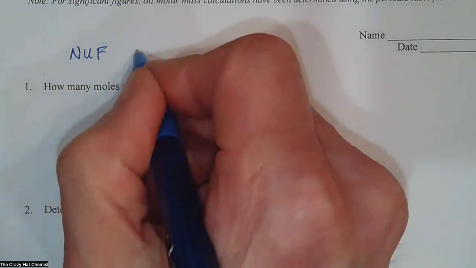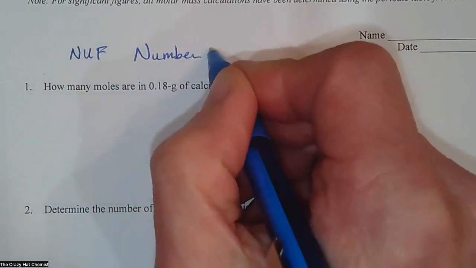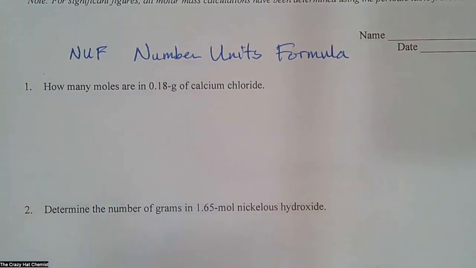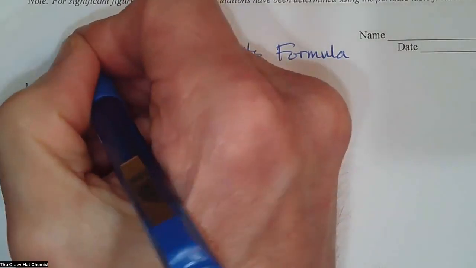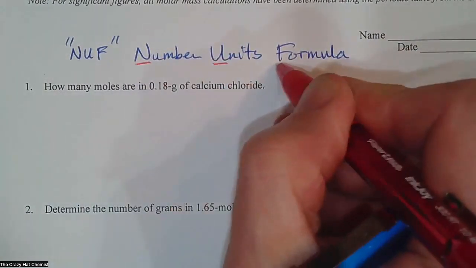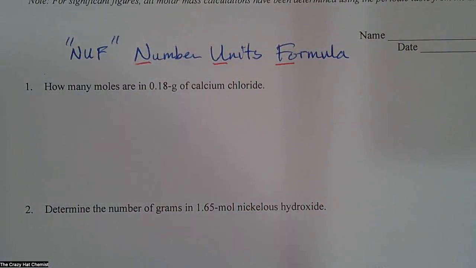What that means is number, units, formula. You're going to be using NUF every single step of the way as much as you possibly can. Make sure that you're using a number, units, and formula for every single step along the way, and you won't go wrong. I guarantee you, if you do it this way, you will be much better off and you'll get the right answer. If you take shortcuts, then more than likely you'll get the wrong answer. That's just how this game of stoichiometry or dimensional analysis works.